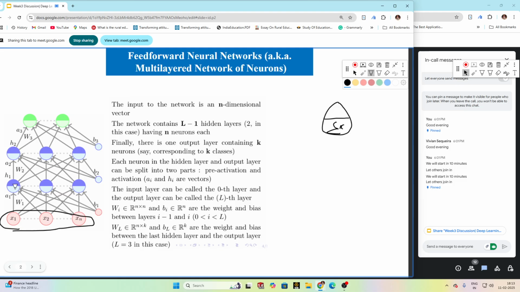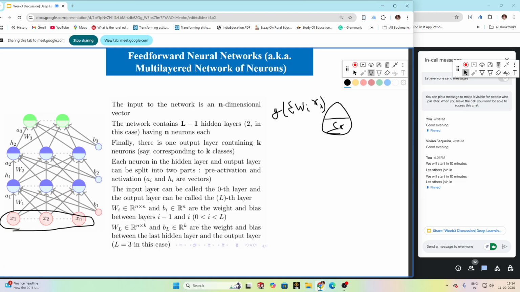This part, the light blue half, is known as the pre-activation half of the neuron, and the one with the dark blue color is known as the activated part of the neuron. After we do the sigma wi xi, we put it in a function like g of sigma wi xi. That part is known as the activated part of the neuron. We get our output from the activated part of the neuron. So that is about the network structure.